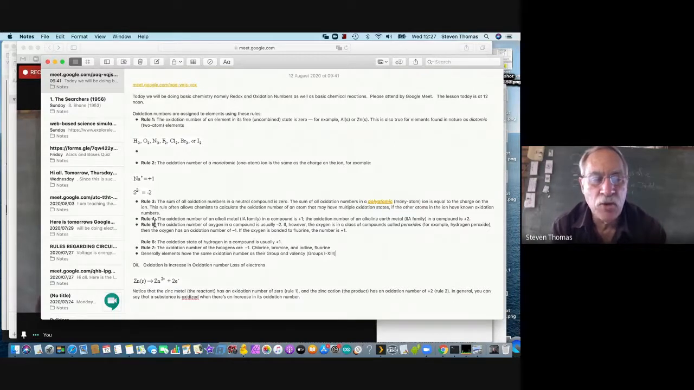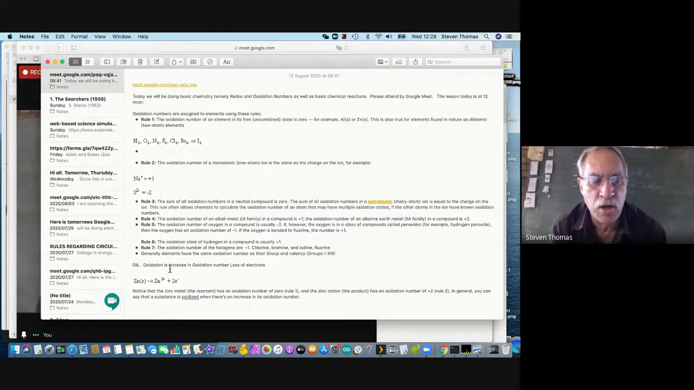Rule number 4, the oxidation number of the alkali metals is +1. We already said that. Group 1, +1. The oxidation number of oxygen in a compound is -2. We already said group 6, -2. We have already discussed that. Rule number 6, the oxidation number of hydrogen in a compound is usually +1. Why? Because it's in group 1. And rule number 7, the oxidation number of the halogens, chlorine, bromine, iodine and fluorine, remember they're in group 7, so they've got -1. We already showed that from the periodic table.